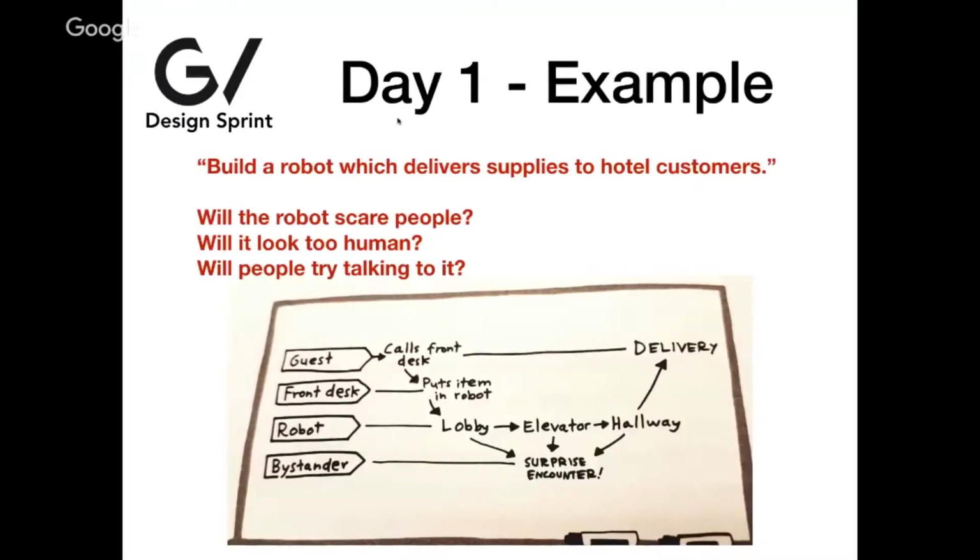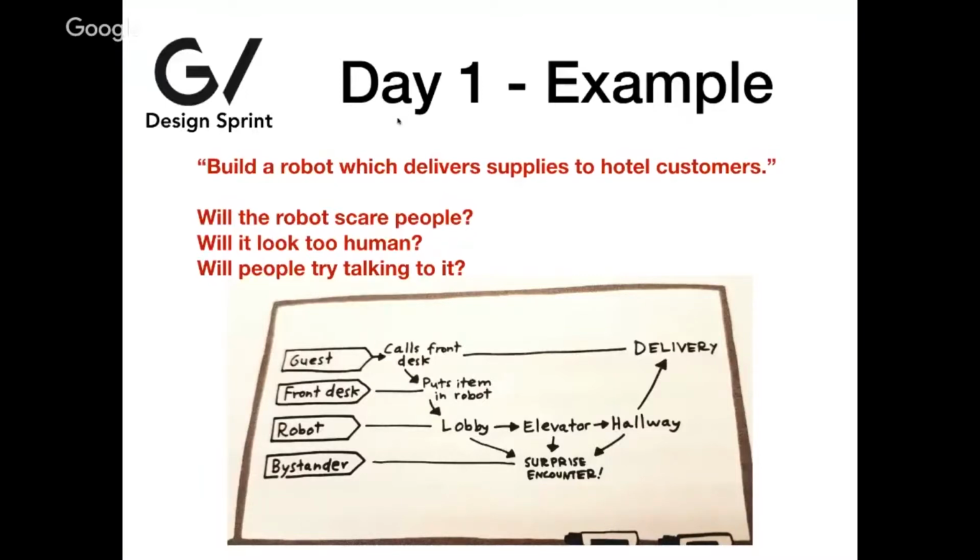So this is how it can look. For example, the goal can be to build a robot which delivers supplies to hotel customers. Our fears may be, will the robot scare people? Will it look too human? So will people try to talk to the robot, for example? Here is the map. We have several roles which engage with the robot, and our goal is for the robot to deliver a toothbrush, for example, to some room.